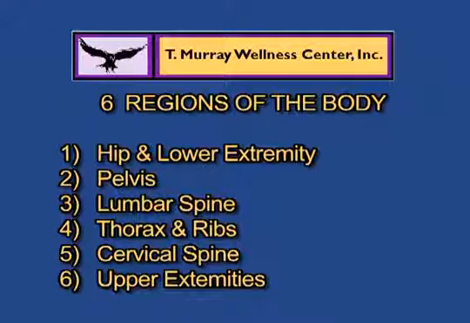The rest of the series of courses will divide the body up into regions. First, the hip and lower extremity, then the pelvis, third, the lumbar spine, 4, the thorax and ribs, 5, the cervical spine, and finally, the upper extremities. The purpose of each of these courses will be to demonstrate how you do all of the 5 core techniques for each of these regions of the body.